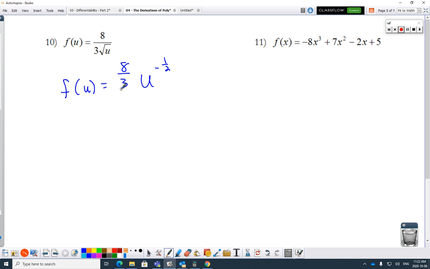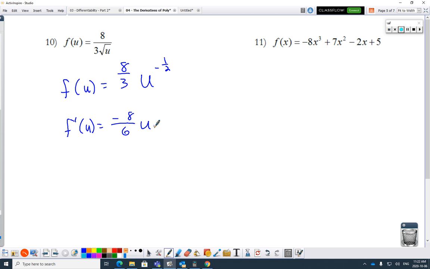Now you can do your power rule. F prime at u: negative 8 over 6, u to the... Well, you can ask me questions about the negative 8 over 6 in a second. That's not the particularly hard part. This is now negative 1/2 minus 1.